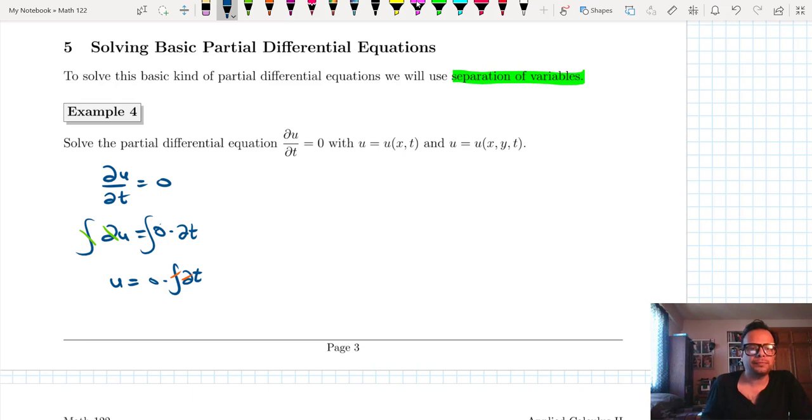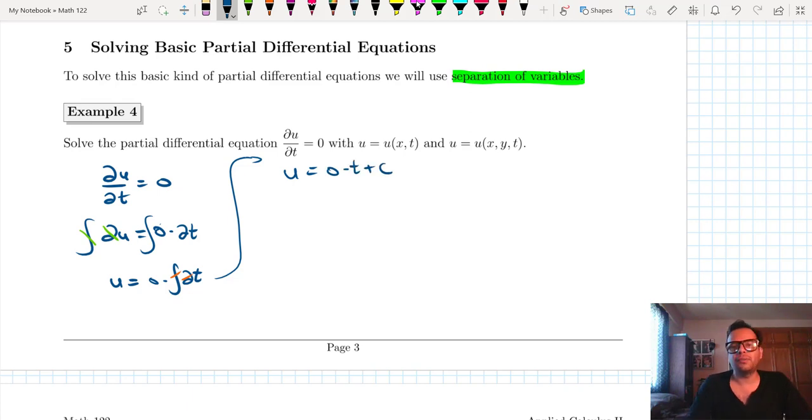So u will be 0 times t plus some constant of integration. Okay, let me talk about this constant of integration. So u equals 0 times t, which is just 0, plus c. But 0 plus c is simply c. Okay, now notice this u in the first place depends on x and t.